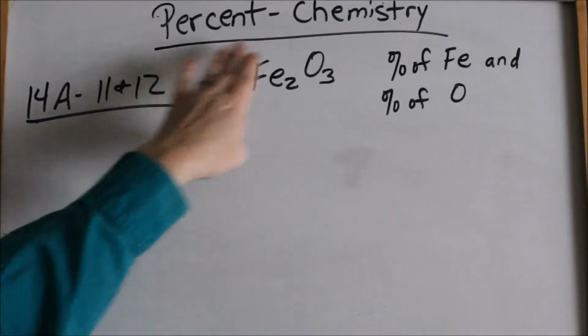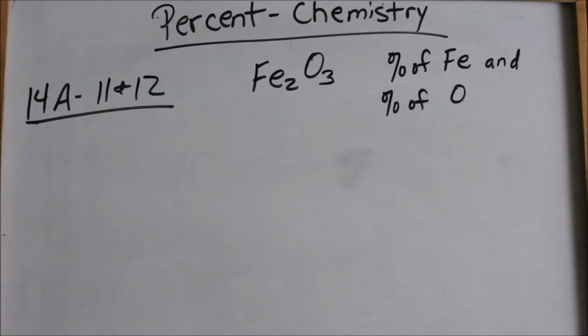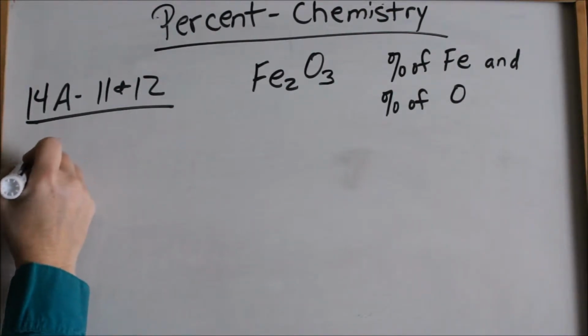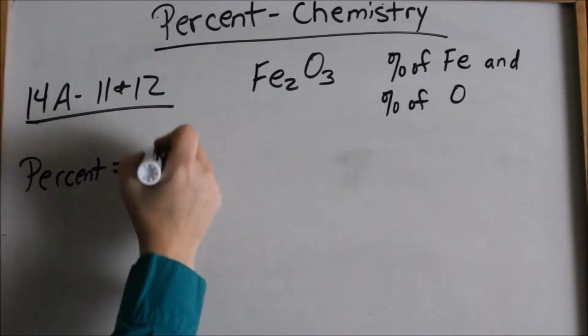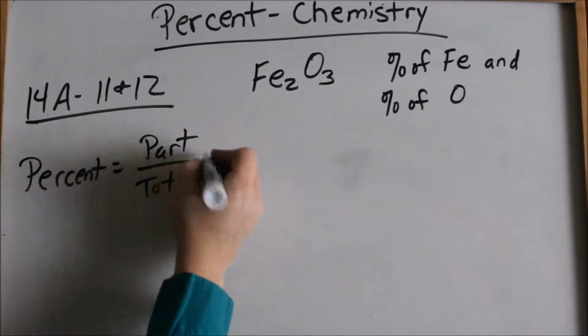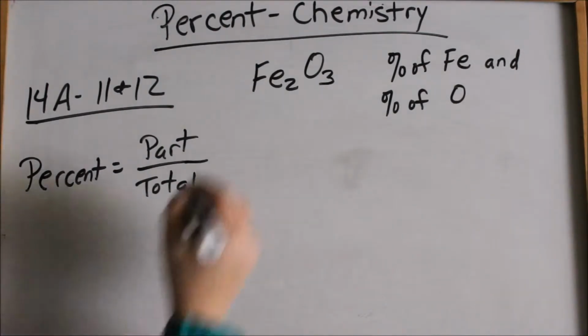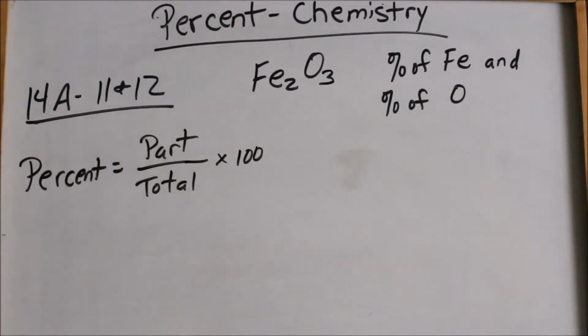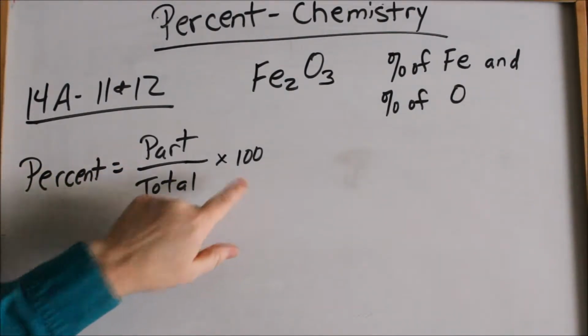Okay, now we're going to be doing percent with chemistry. So we're going to be looking at 14A, 11, and 12. The one thing that I want to keep telling you over and over is that when you are finding a percent of anything, it means the part over the total. That's how you find the percent of anything. You take whatever part you're looking at divided by the total, and then you'll get a decimal, and to turn any decimal into a percent, you always have to multiply it by 100. So anytime you're doing percent, you take the part divided by the total and then times 100.